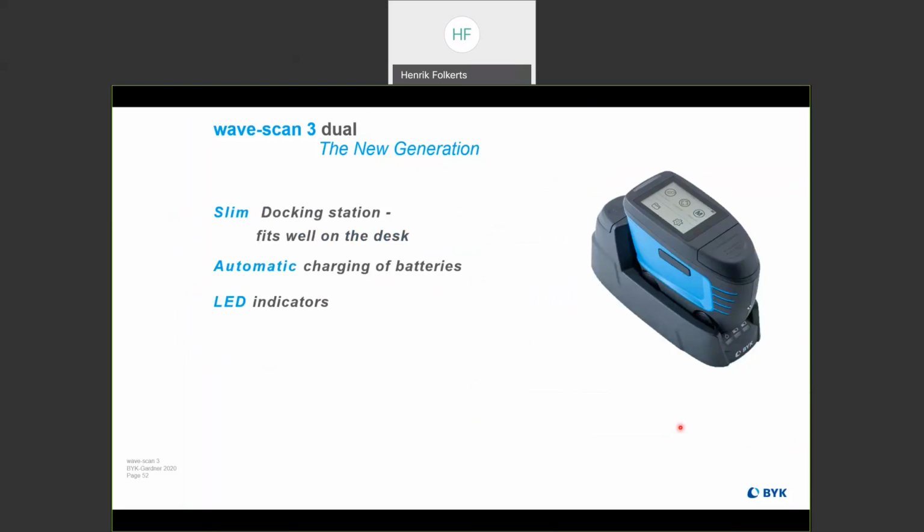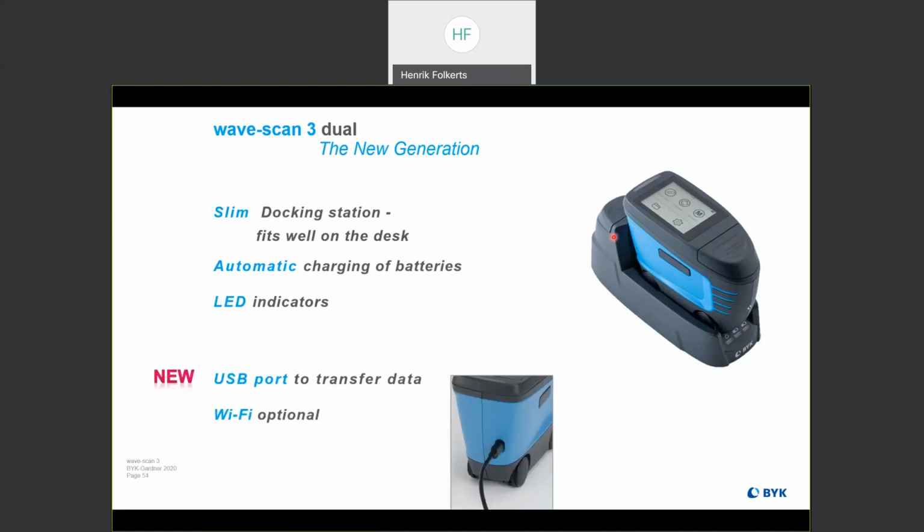password. We modified also the docking station. This is now smaller, slim, fits well on the desk, and also gives you an indication to see whether you're recharging batteries in the instrument or the batteries in the docking station are ready for use. Additionally now, besides the Wi-Fi connection, you can use a cable, an additional USB port. You know, in the past, up to now, you always needed the docking station when you were traveling. This is no longer necessary now.